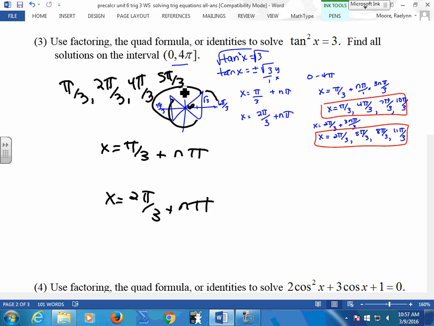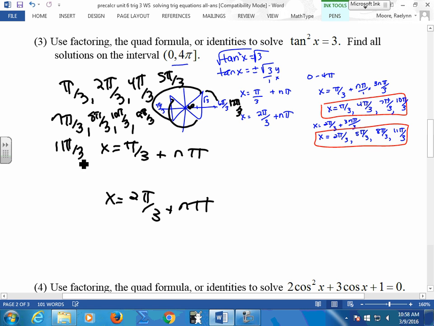Now, because you're only going one more time around, if you want to, make this 9 pi over 3, make this 12 pi over 3, and you can continue. You can say this. If this is 6, what's 1 more than 6? 7 pi over 3. If this is 9, what's 1 less than 9? What's 1 more than 9? And what's 1 less than 12? 11 pi over 3.